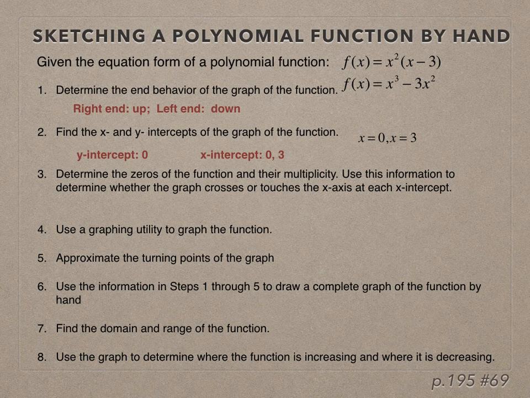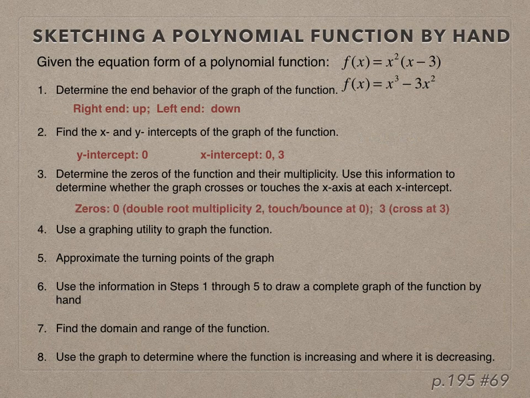So what we're going to do is determine the zeros of the function and their multiplicity. Zero is the double root because when you look up at the factored form, it's x to the second power. And it will bounce or touch the x-axis at 0. It will cross through the x-axis at 3.